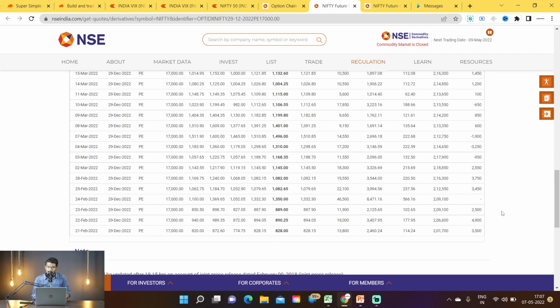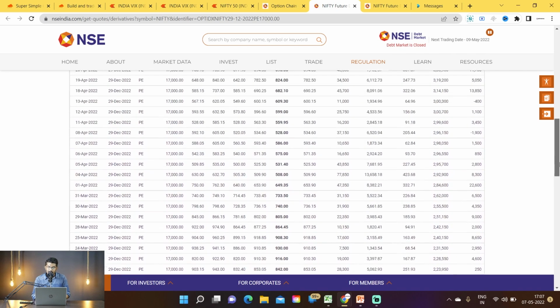It was trading at 828 rupees, and see how much it is now trading at. On 21st of February, 17,000 put option was trading at 828 rupees, and now it is trading for 999 rupees. Okay, this is the put side. And look at the call side, how much it is trading. Call side on 21st of February, 17,000 call option was trading at around 1,534 rupees. Now it is trading at around 848 rupees.